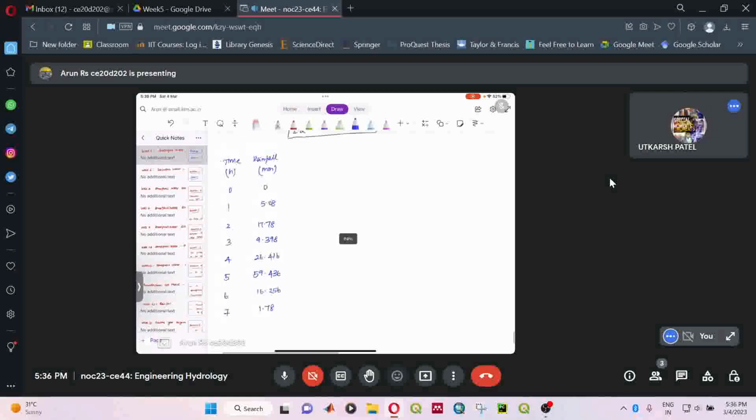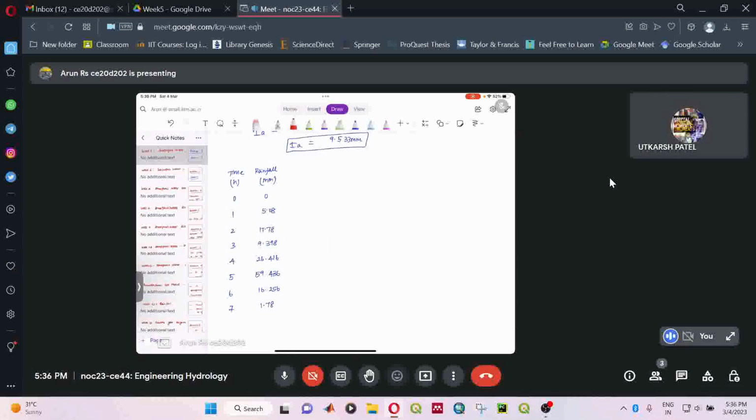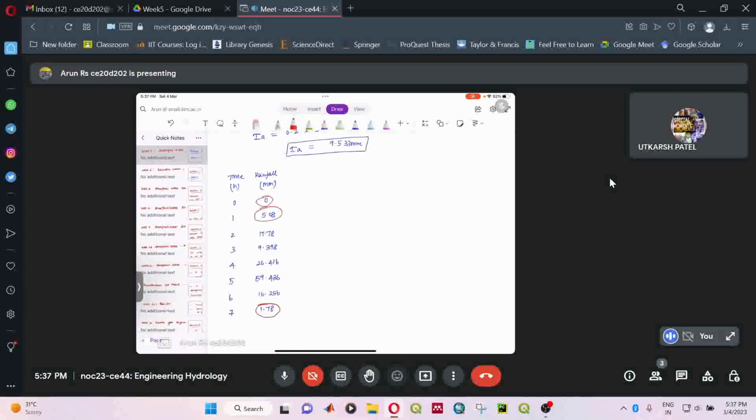Okay. Now you can compare your initial abstraction and your rainfall. So I'm just going to circle it out. So this, and this. So for these three time steps, your runoff will be 0. For the rest of the time steps, you need to calculate the Q.